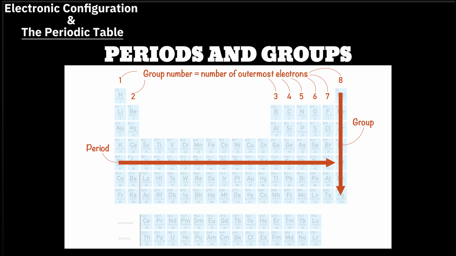But when we talk about group, elements in the same group have the same number of valence electrons. Group 1 contains elements that have 1 electron in their valence shell. The valence shell means the outermost shell, and these valence electrons determine chemical properties because the electrons involved in reactions are located in the valence shell.